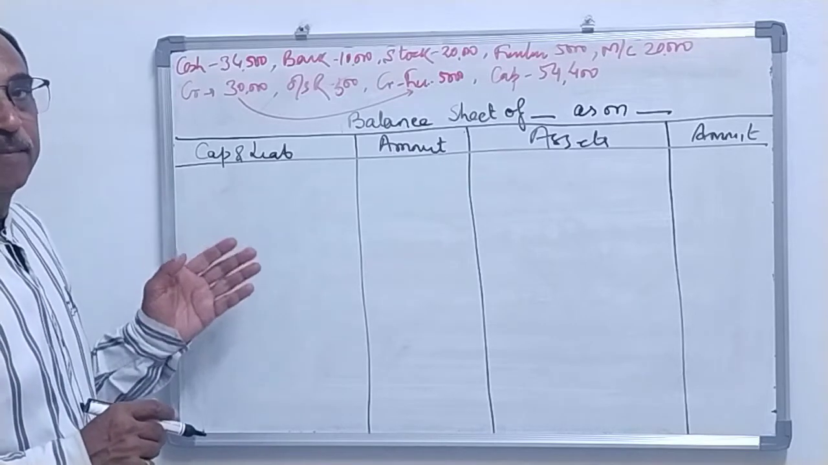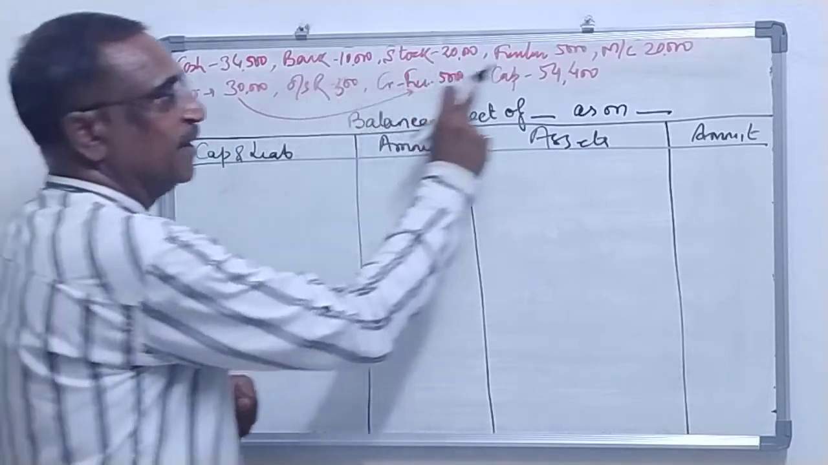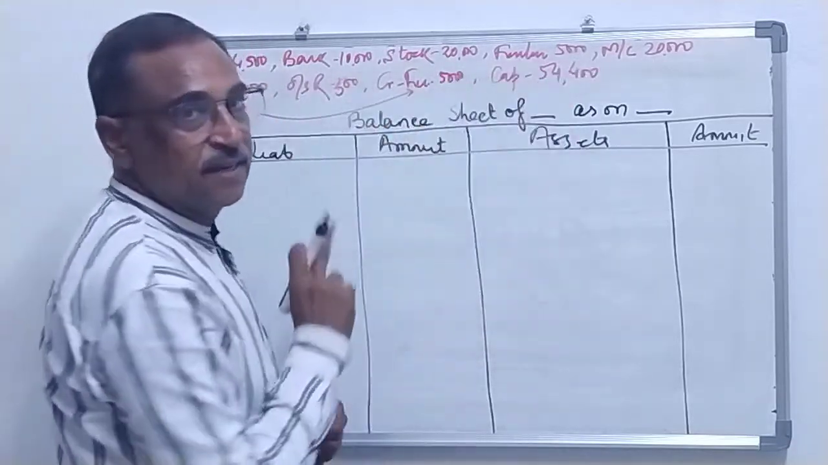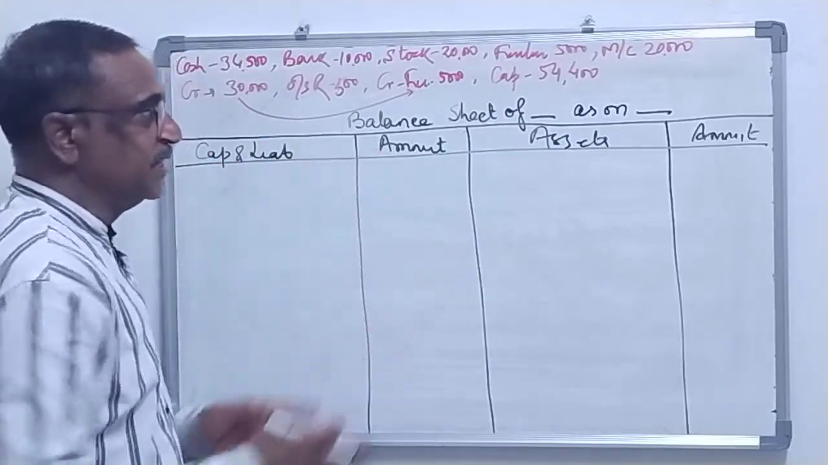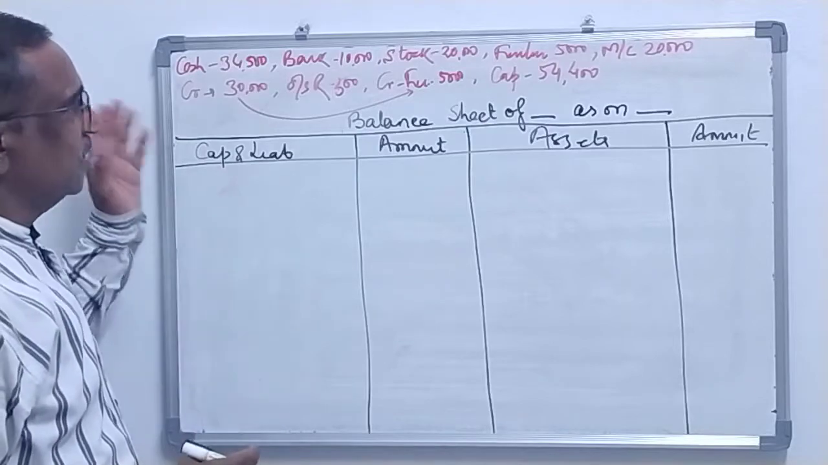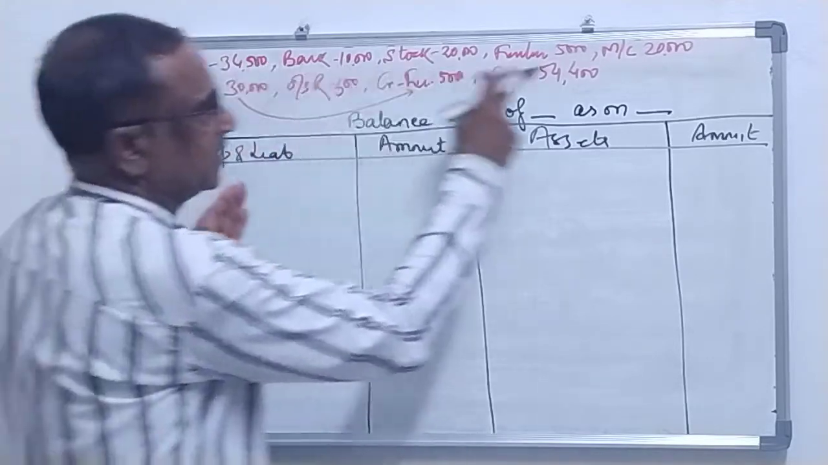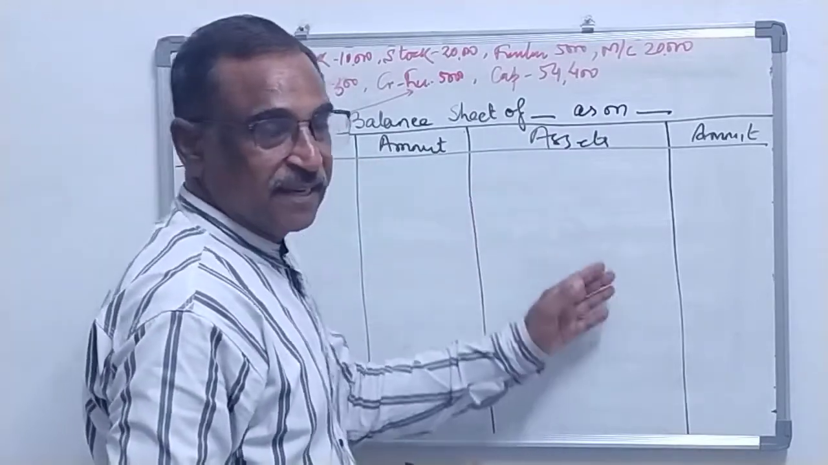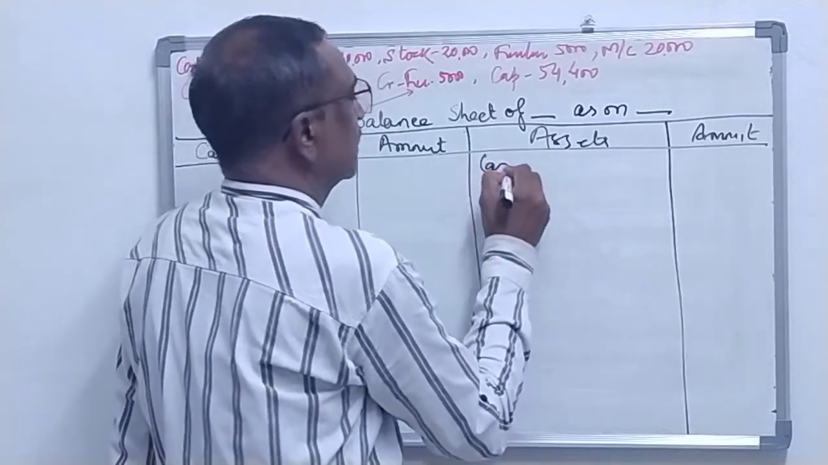Now we will prepare the balance sheet of the previous question. I have noted down all the balancing figures. The last figures of the question are written over here, and on this basis we are going to write the balance sheet. First of all, on the left hand side there were assets, and in the balance sheet assets are shown on the right side. So we will write one by one.